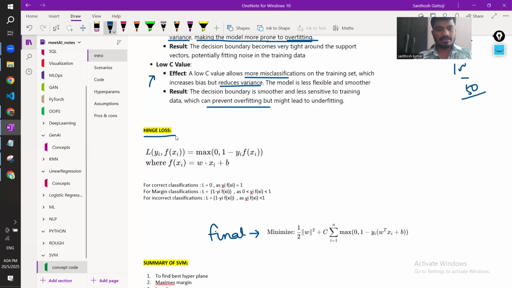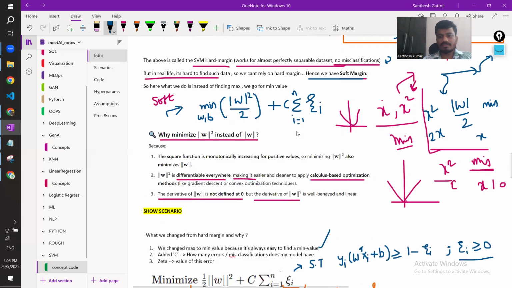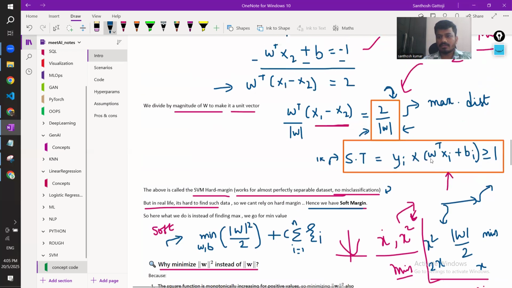In the SVM, we have a loss called hinge loss. The hinge loss function is simple. For any particular point, the loss is the maximum of 0 comma 1 minus yi into f of xi, where f of xi is wx plus b. Don't worry, this is y into (wx plus b). It is the same thing we have here: yi into (wx plus b).